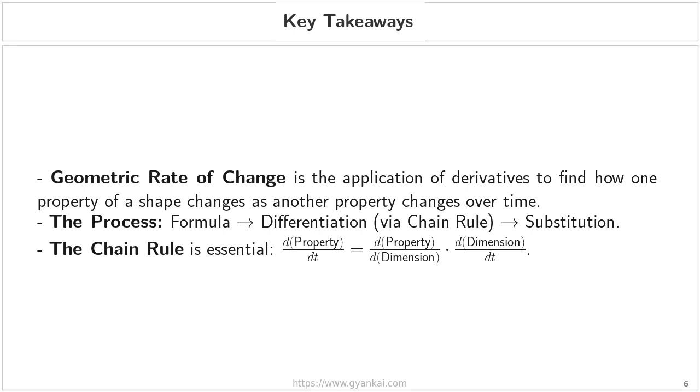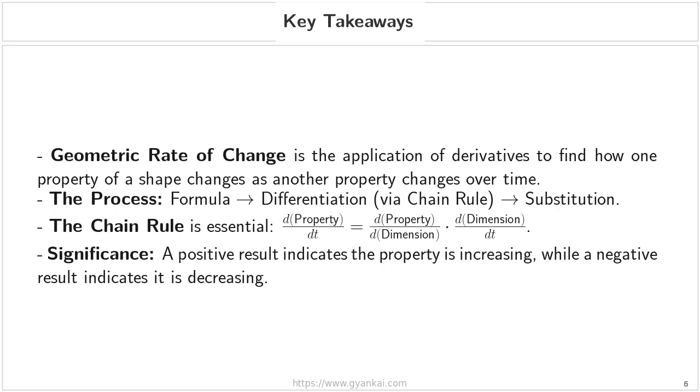This brings us to the most critical technical point, the chain rule. It is essential to remember that the rate of change of a property with respect to time is equal to the rate of change of that property with respect to its dimension, multiplied by the rate of change of that dimension with respect to time. Finally, always interpret the sign of your result to understand the physical behavior of the object. A positive result indicates that the property is increasing, while a negative result indicates that the property is decreasing.